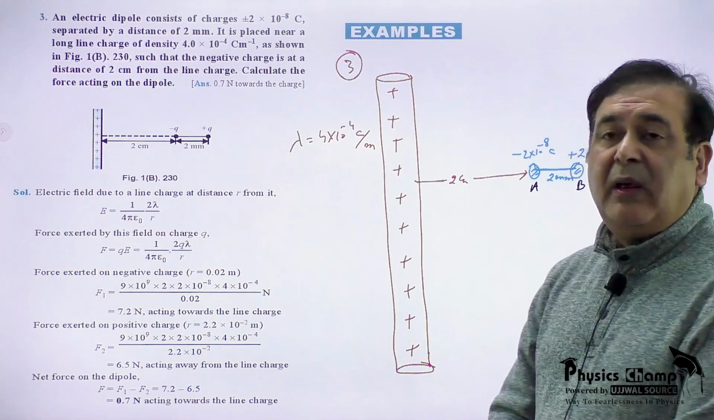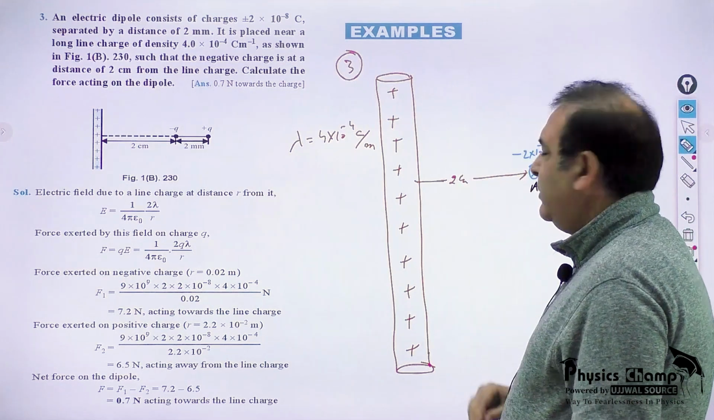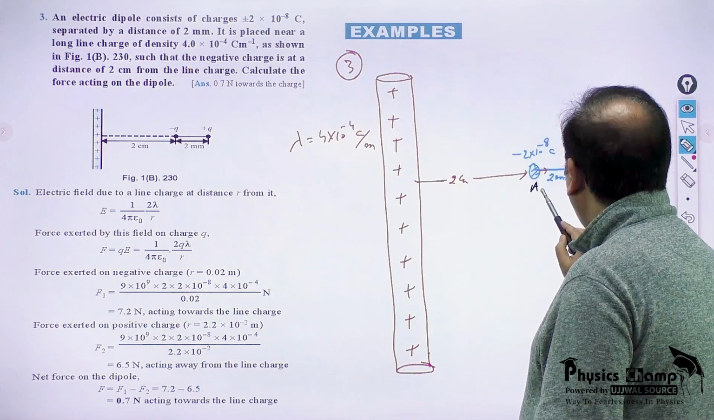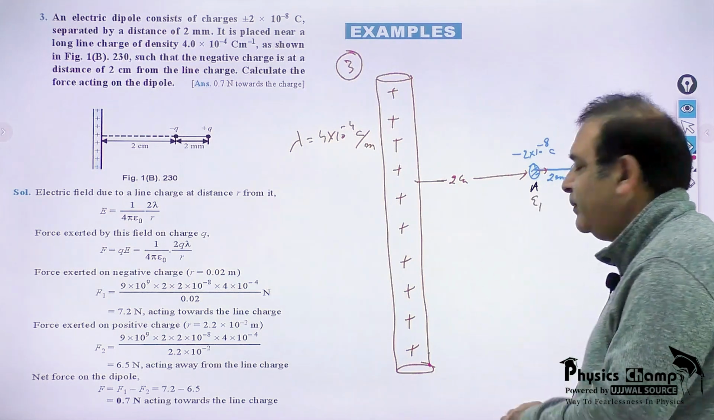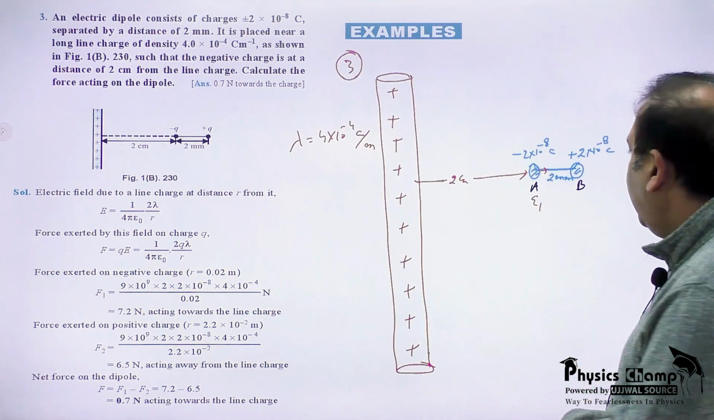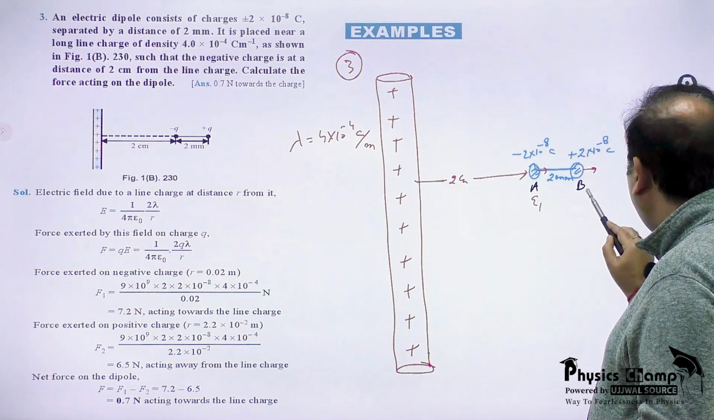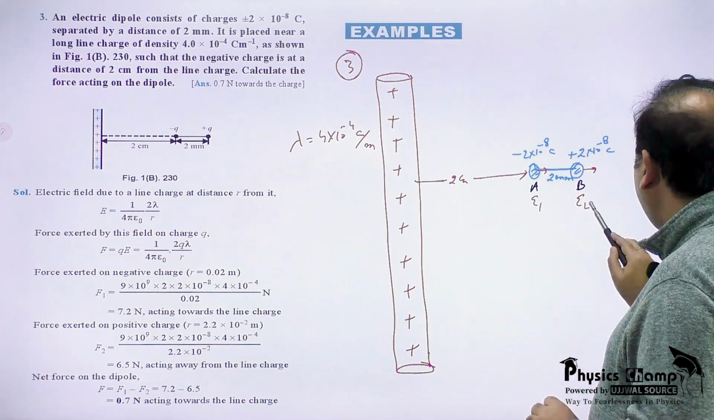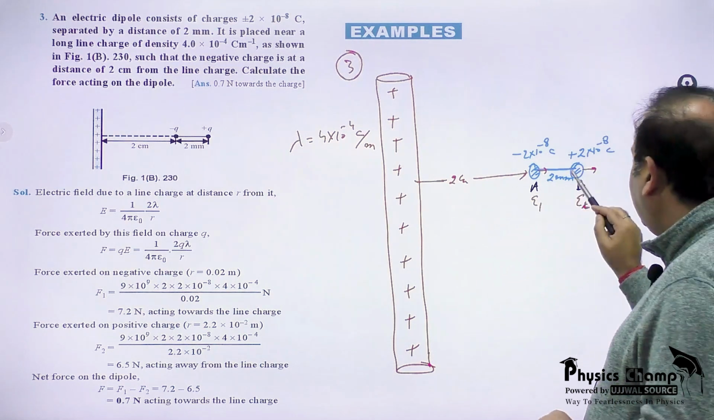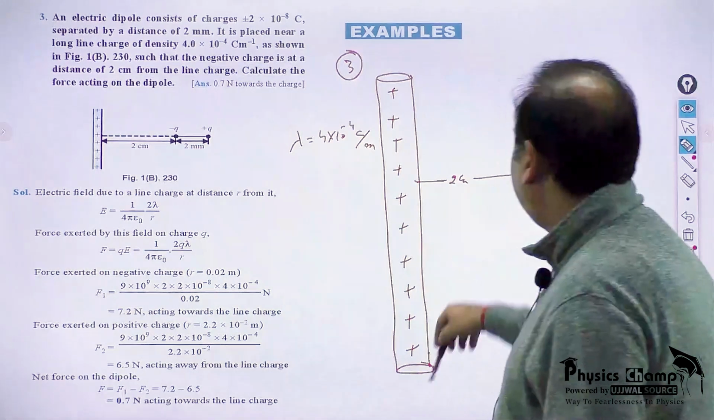So I would say that due to this line charge, there is going to be an electric field here. I call it E1 because it is 2 centimeter apart. And due to this line charge distribution, there is a different electric field here. I will call it E2. And this E2 would be 2 centimeter and then 2 millimeter further, so 2.2 centimeter apart from this line charge.